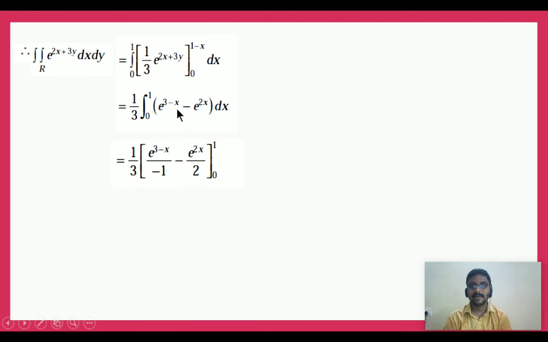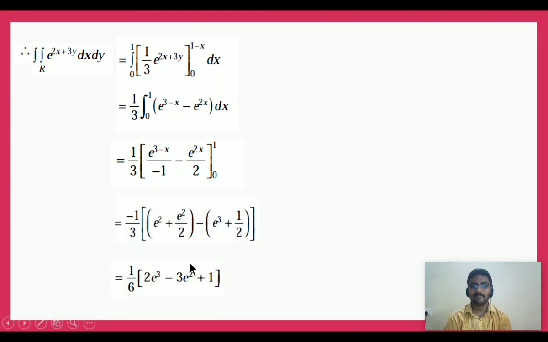And then the double integration clearly becomes a single integration, which can be resolved. The integration of e power 3 minus x is e power 3 minus x by minus 1, and the integration of e power 2x is e power 2x by 2. Now substituting upper limit as 1 and lower limit as 0. On simplifying, we will get the result as a constant.